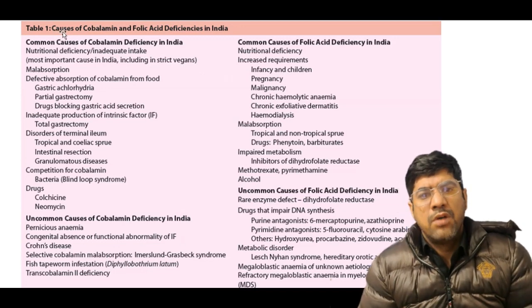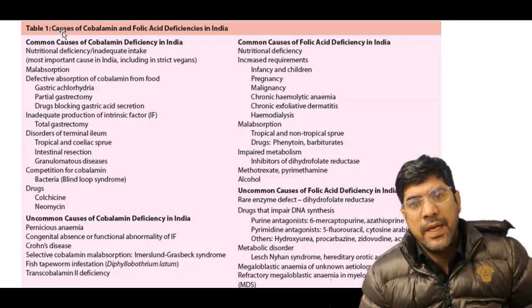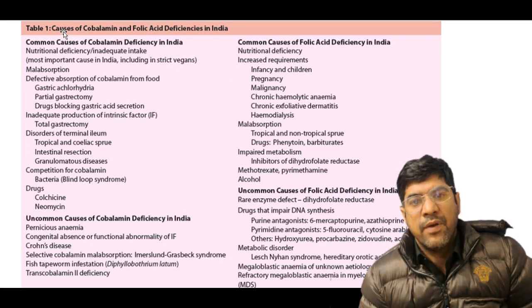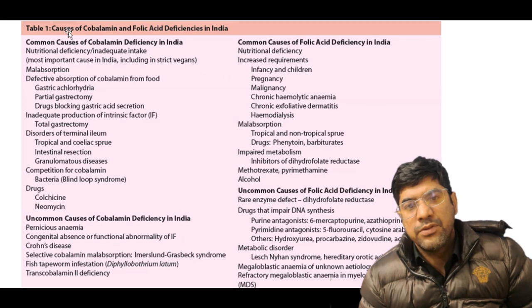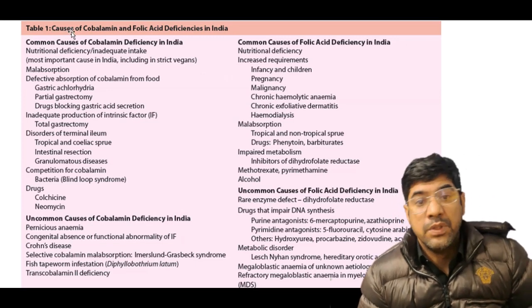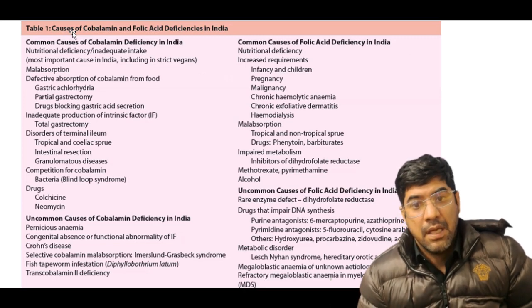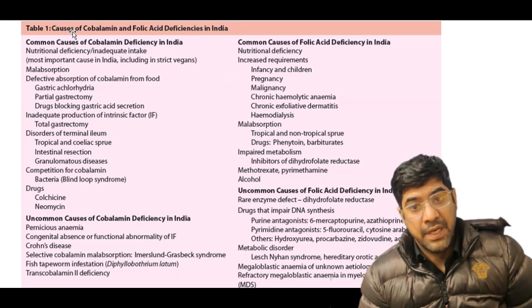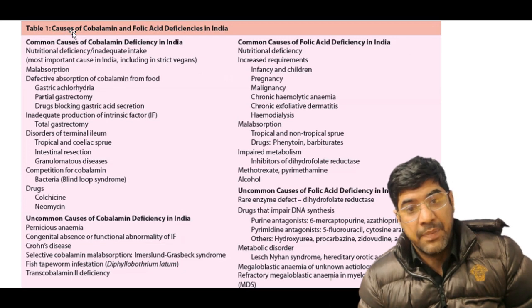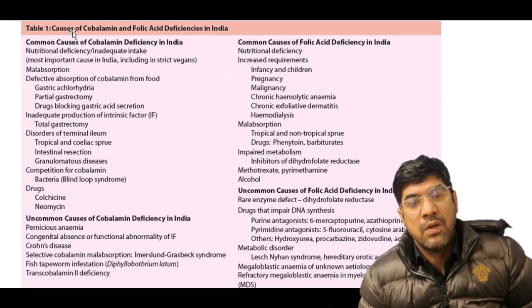Now, what are the causes of folic acid deficiency? Nutritional deficiency: inadequate intake of foods that are rich in folic acid is the primary cause. Diets that lack green leafy vegetables, fruits and cereals, which are common sources of folate, contribute to this deficiency. Increased requirement: certain life stages, like infancy and childhood, due to rapid growth and development, require increased folate. Pregnancy: the demand for folate rises during pregnancy to support fetal growth.